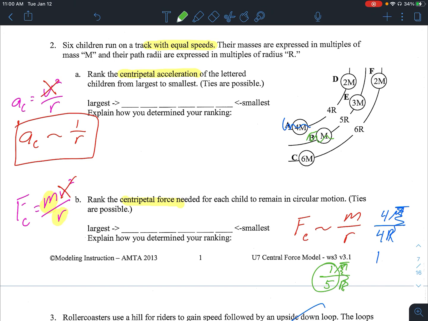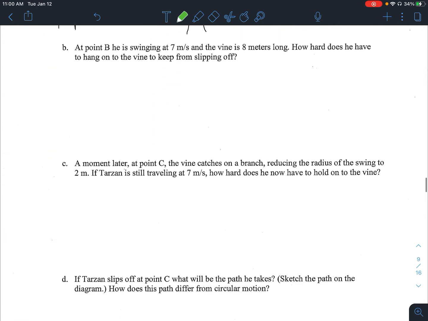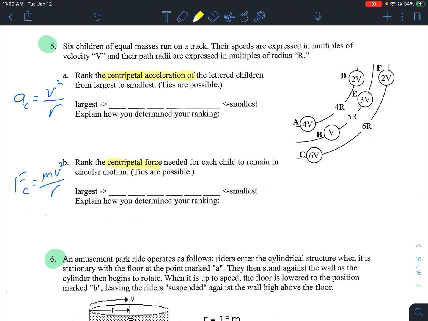So just dealing with proportions, you rank each runner and then go through and rank them from largest to smallest. You're going to do a similar thing in 5. The difference here, we're still looking at centripetal acceleration and centripetal force, and we're going to use those ratios again. But in this case, the velocities are different, but mass is the same.